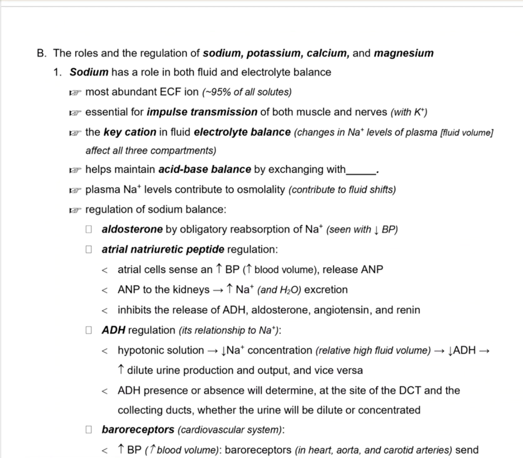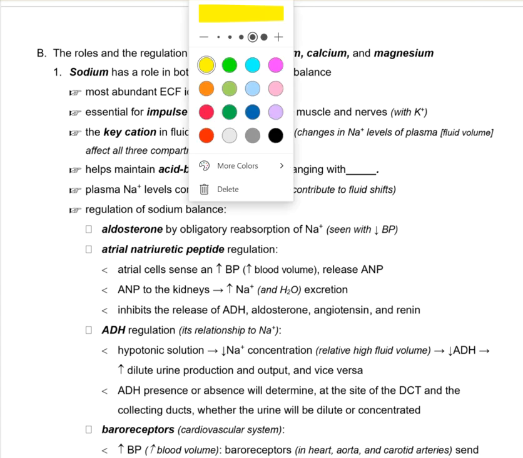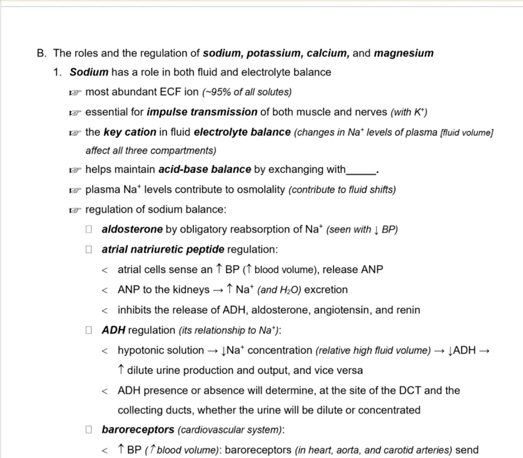So let's look at the roles of kind of the four big electrolytes that we've talked about at various times. Magnesium is the one we've talked the least about, but these other three we've definitely mentioned. All right, so let's highlight a few things and think about this for a minute. Sodium has a role in both fluid and electrolyte balance. It's the most abundant extracellular ion, and we saw that last lecture in that graph, how much it was. And we know it's essential for impulse transmission for both muscles and nerves, and it works with potassium doing that. And it's a key cation in fluid electrolyte balance.